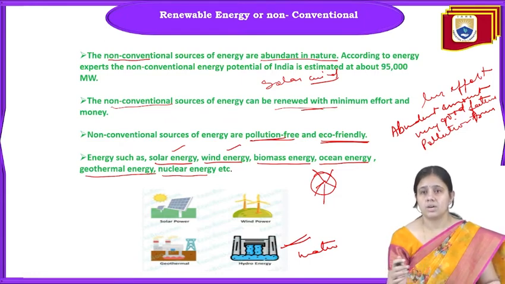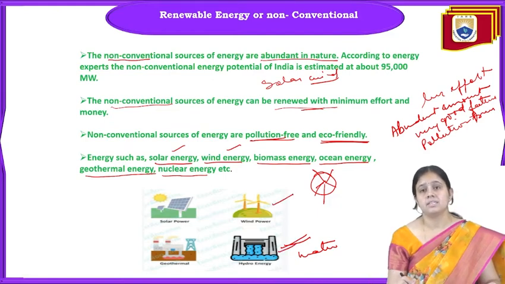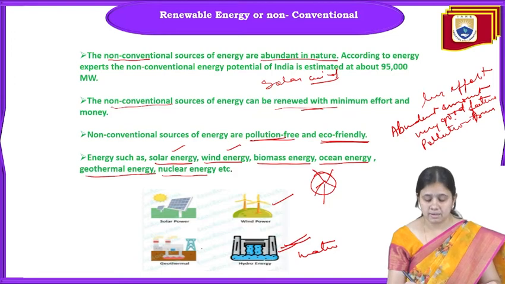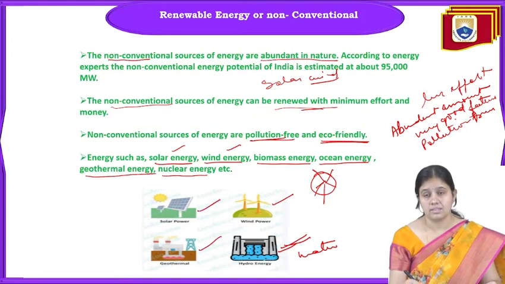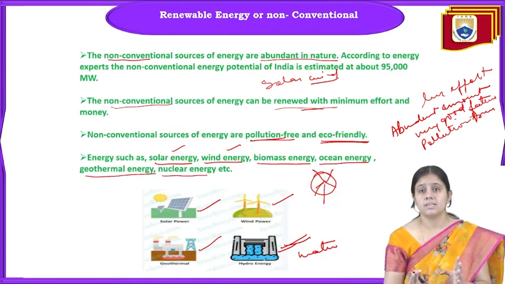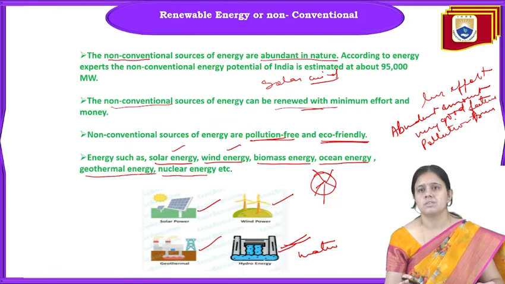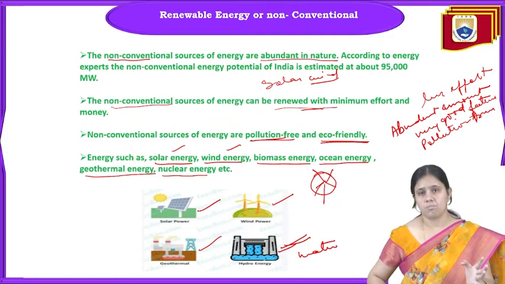So this is the example of potential energy. Wind energy is the example of kinetic energy. Geothermal energy is the example of thermal energy. Solar power is the example of thermal energy as well as electrical energy also. So they are the non-conventional sources of energy. India has to concentrate on this energy, and we have to do lots of R&D in this form of energy.